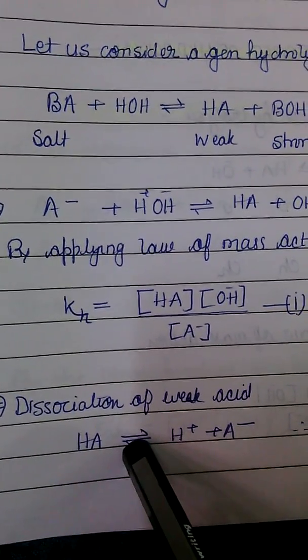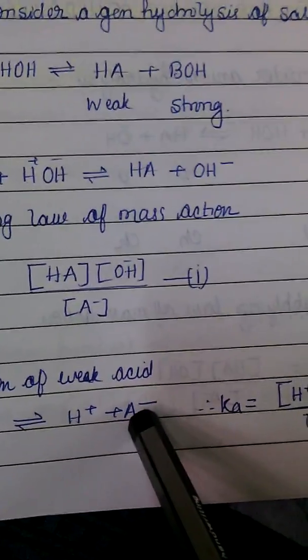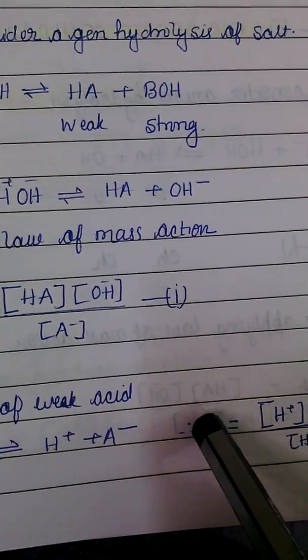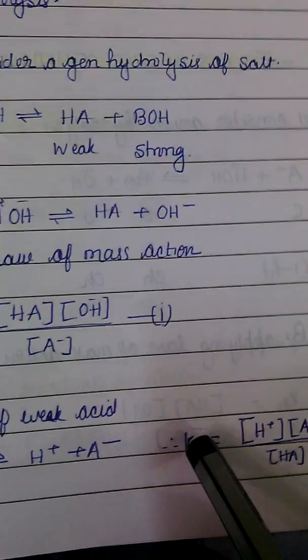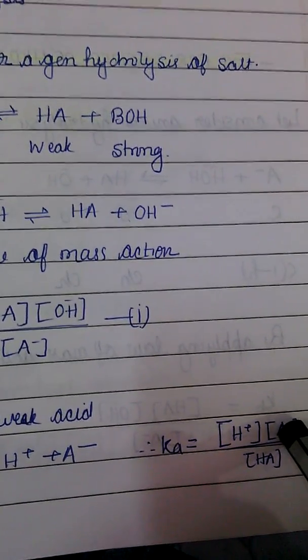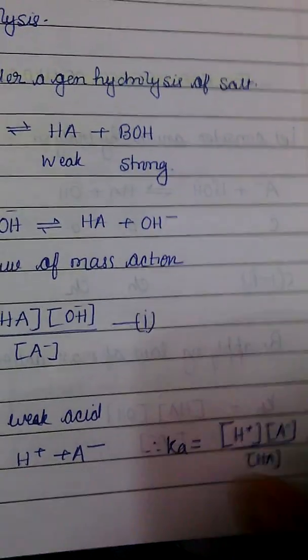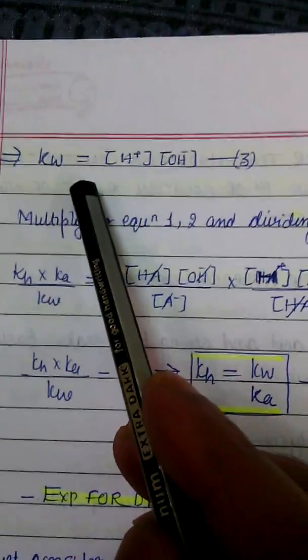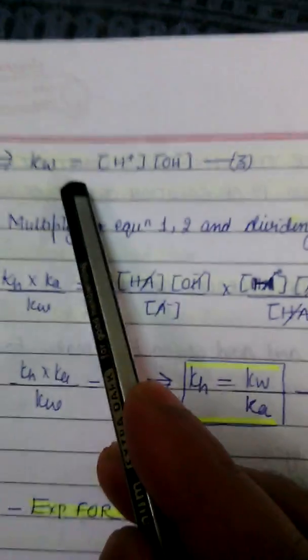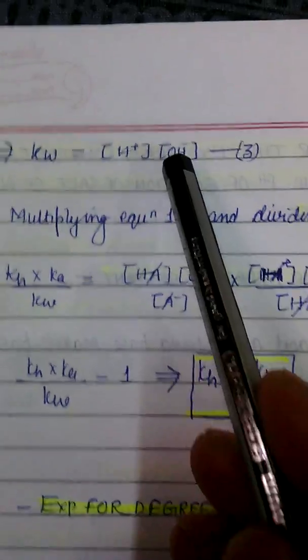HA undergoes dissociation to form H+ and A- ion. By applying the law of mass action, we can find out the value of dissociation constant Ka, which is concentration of H+ and A- ion divided by concentration of HA. Now, we have the ionic product of water, Kw, which is defined as the product of concentration of H+ and OH- ion.